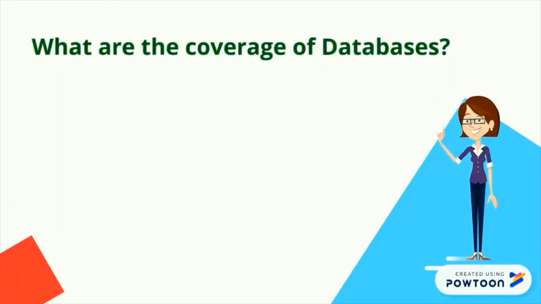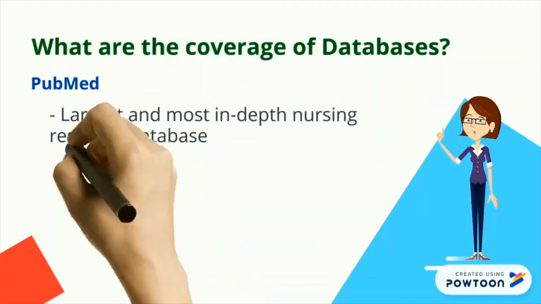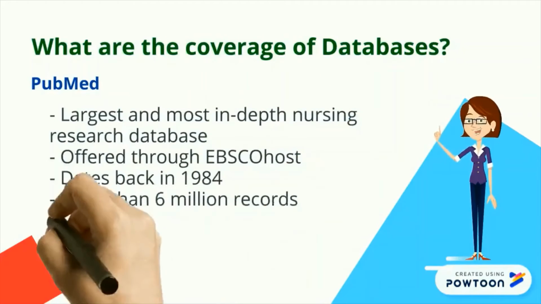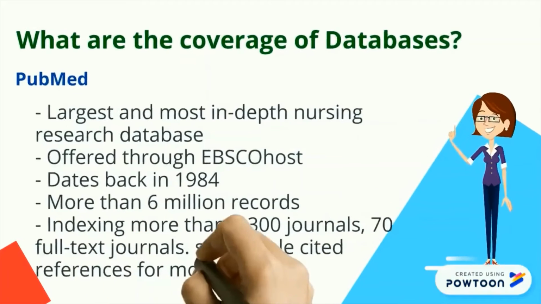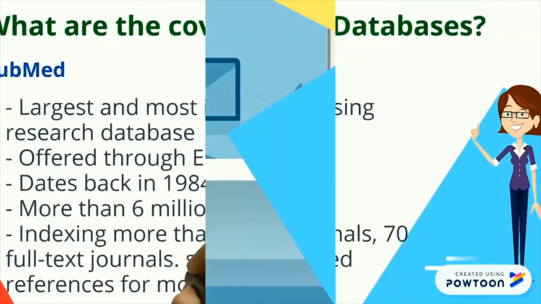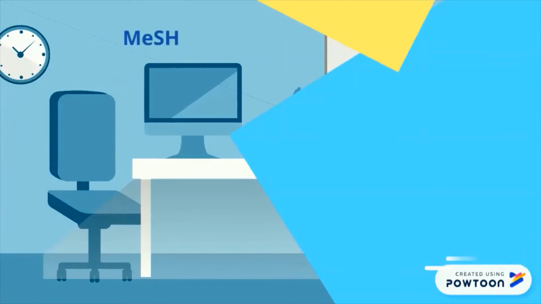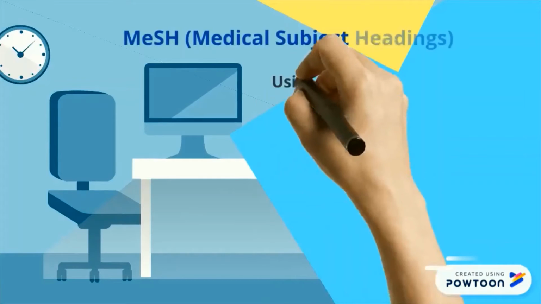PubMed is developed and maintained by the National Center for Biotechnology Information at the U.S. National Library of Medicine. It contains more than 30 million citations and abstracts of peer-reviewed biomedical literature. Medline is the largest component of PubMed.